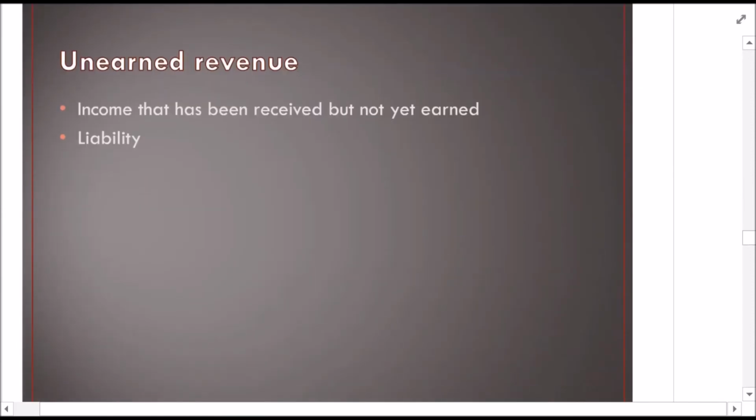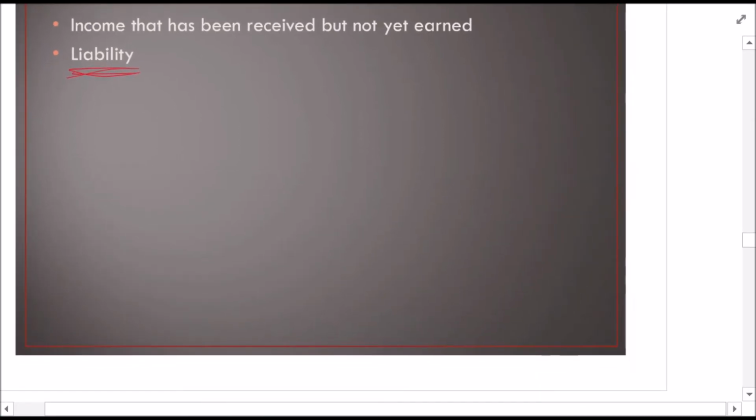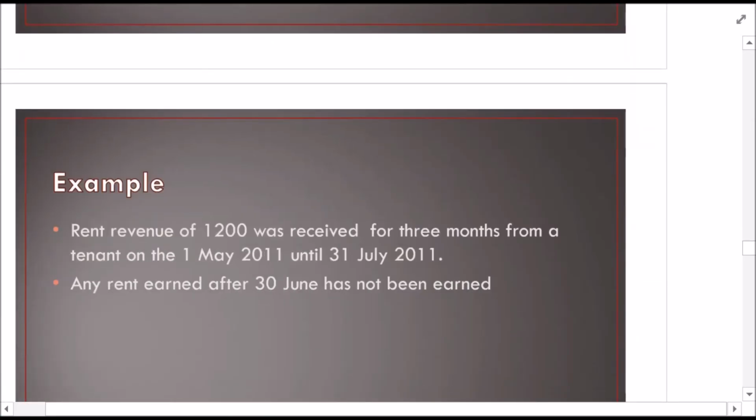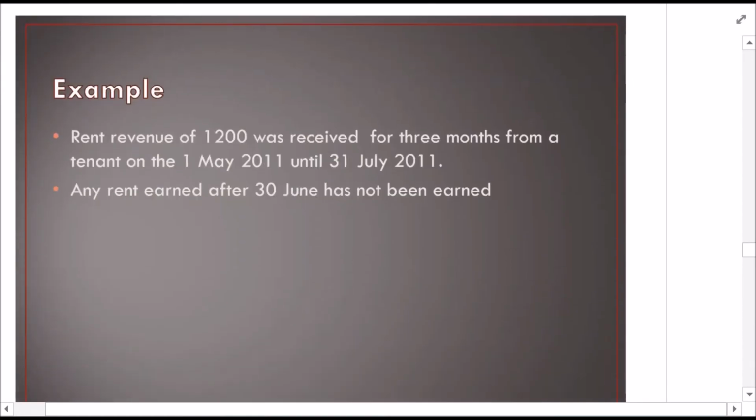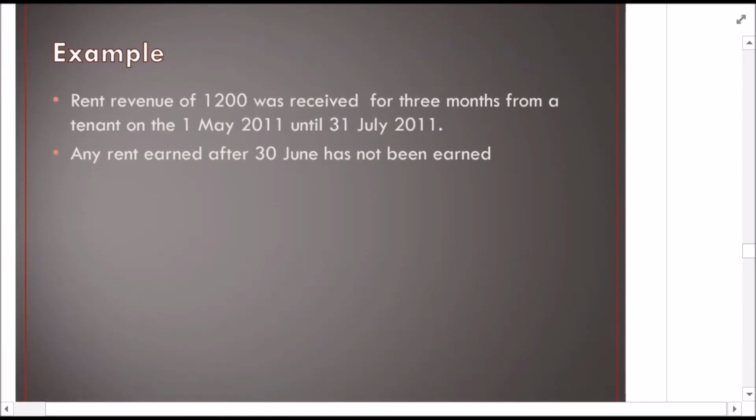Third one that we're doing is unearned revenue. This means that we've got some income, we've received it, but we haven't earned it yet. So we've got some money from something that we've done, but we haven't actually earned it. It's normally a liability. So I don't have too many examples. Here's one: rent. We received rent. So we might rent out a premises, and it was for $1,200 for 3 months for a tenant.